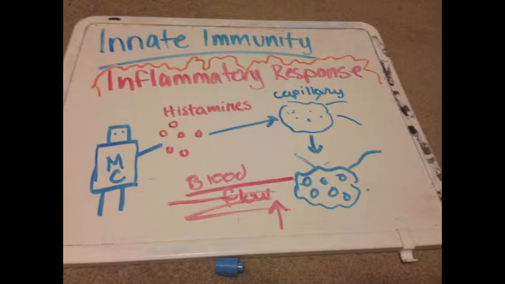The next level of innate immunity is the inflammatory response. When you get a cut or break the skin, the mast cells that make up your tissue release histamines, which dilate your capillaries, increasing blood flow, which causes the area to swell.